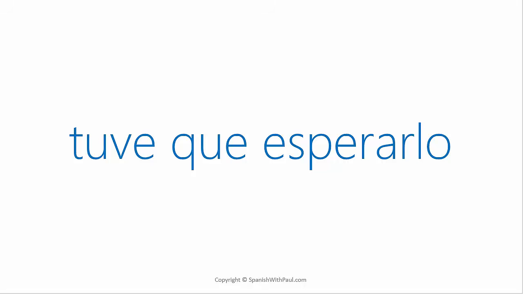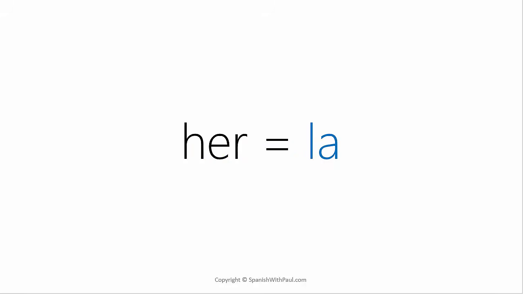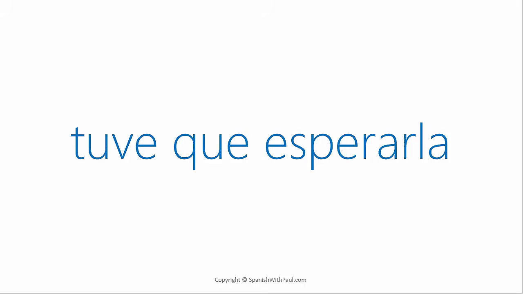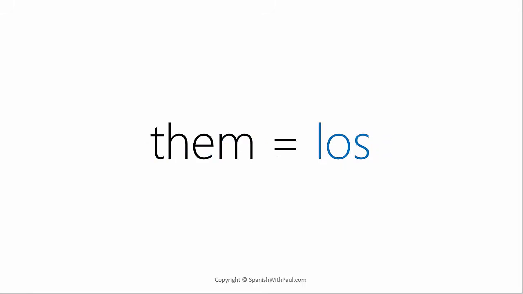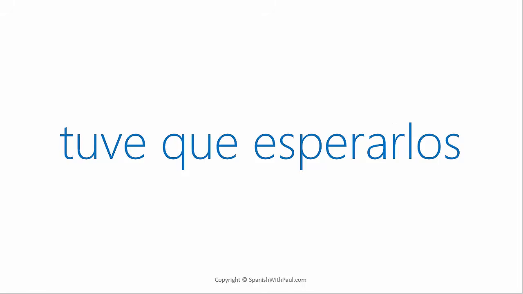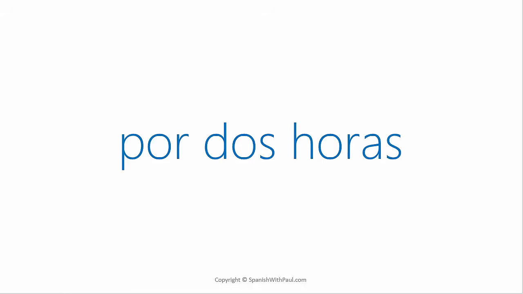Let's practice this a little. The pronoun for her is la. So how would you say, I had to wait for her? Tuve que esperarla. The pronoun for them is los. How would you say, I had to wait for them? Tuve que esperarlos.